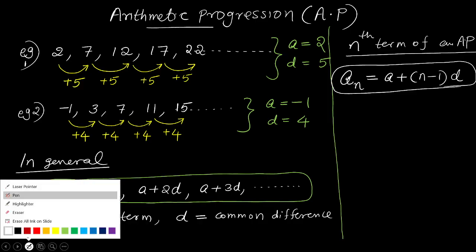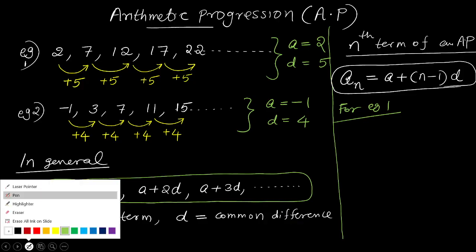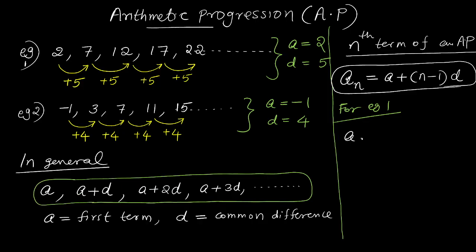For example, to make you understand, let me explain example 1. In example 1, I want to find out the 6th term, I mean the term after 22. Suppose I want to find out the 6th term or 7th term, just as an example. Counting 1, 2, 3, 4, 5, 6. Using the formula I will find the 6th term, and after that I will verify my answer.